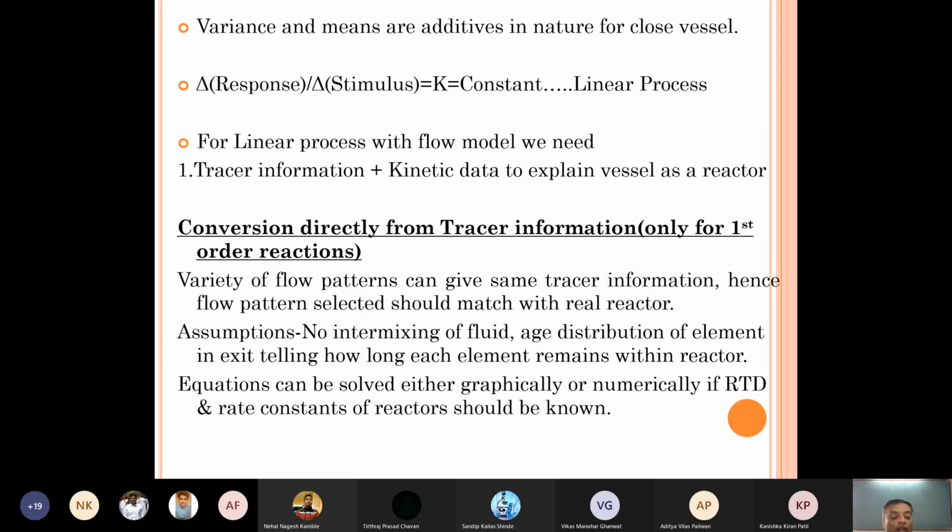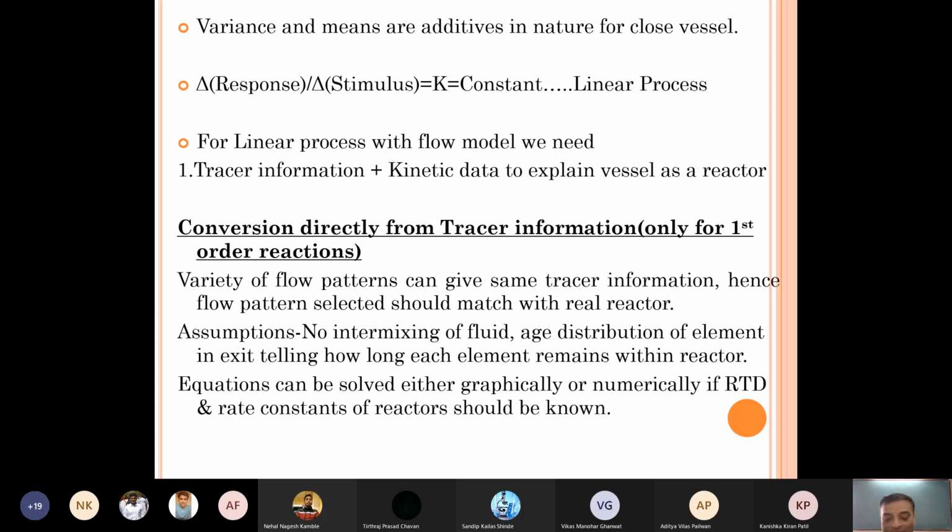So the first very important part we discussed in the last lecture: variance. Sigma square. What is the unit of variance? Minute square or second square. And the mean means what? Theta bar or t bar. What is the unit of theta bar or t bar? Second or minute. So variance and means are additive in nature. That is, 3 plus 2 is 5.